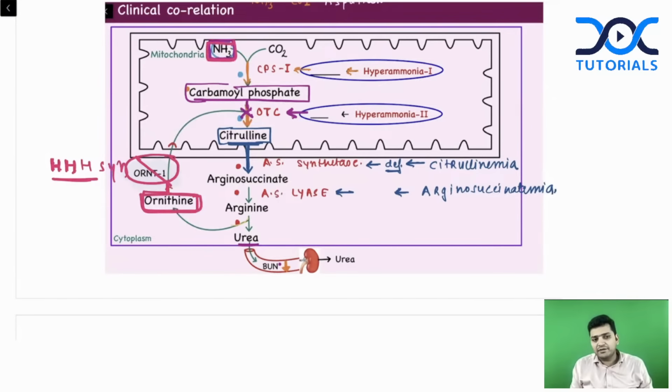But what happens is, because this enzyme, the ornithine transcarbamylase, is there, in that case this carbamyl phosphate can't convert into citrulline, because the ornithine is not going inside, but it converts into a special molecule that is called homocitrulline. So in triple H syndrome, because the ornithine transport is not working, the ammonia increases, the homocitrulline is there, and ornithine is there. So it's called hyperammonemia, homocitrullinemia, and hyperornithinemia.